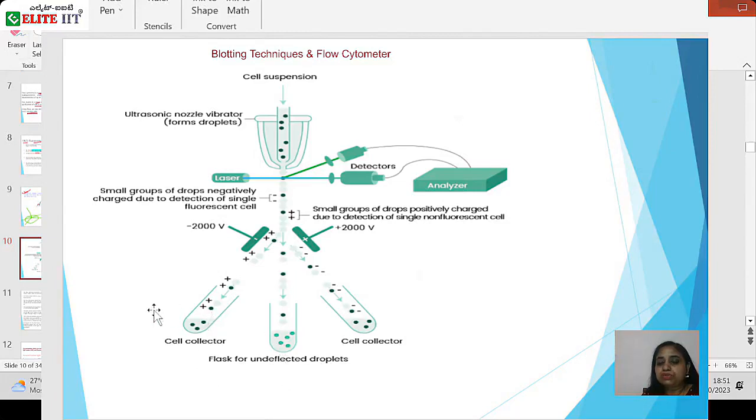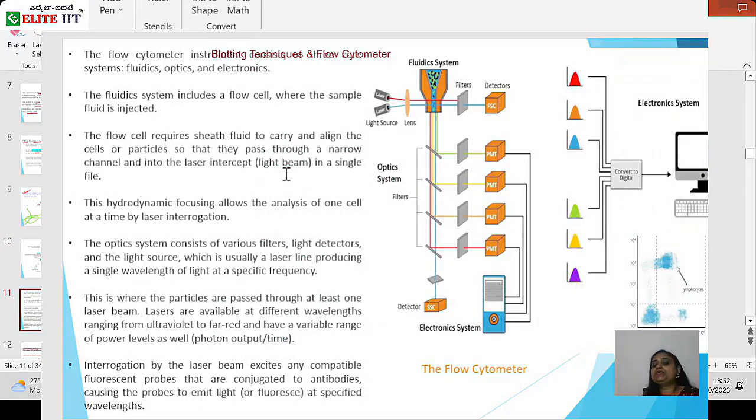Positively charged droplets will go to one position, negatively charged to another, and neutral ones to another position. You will collect those samples in the cell collector. There is also a flask for undeflected droplets, where no scattering is happening, meaning labeling is not done. In this way you can collect your sample too. Not only is detection done, you can also collect or separate the sample.